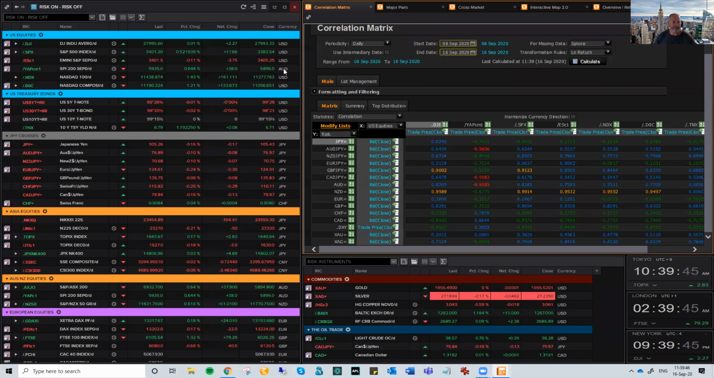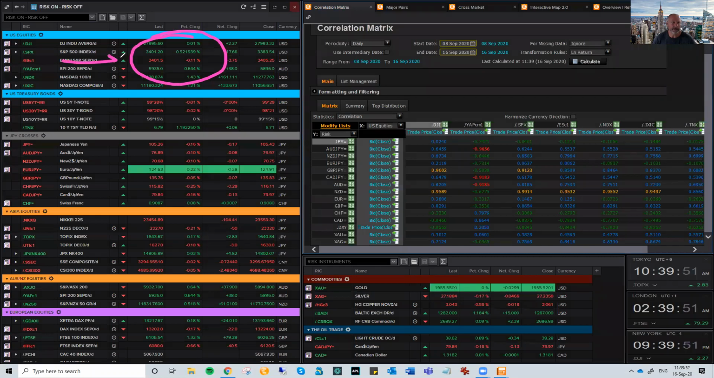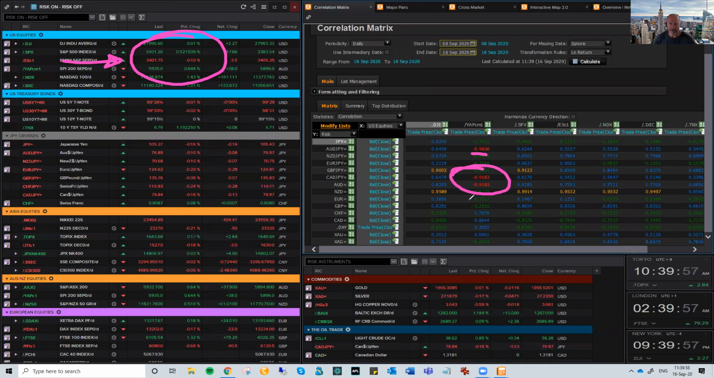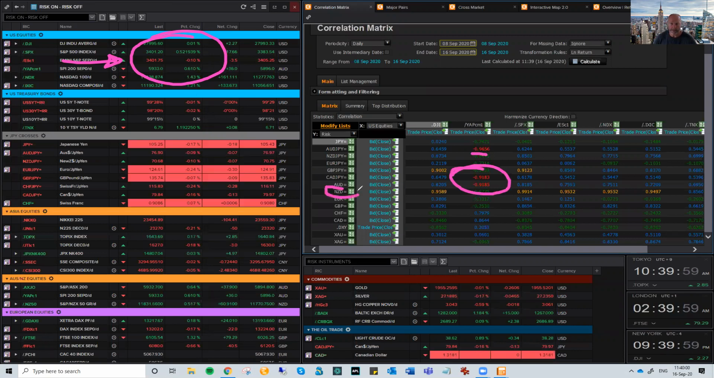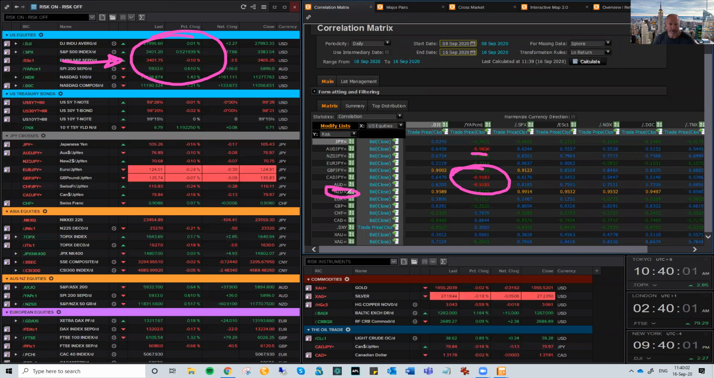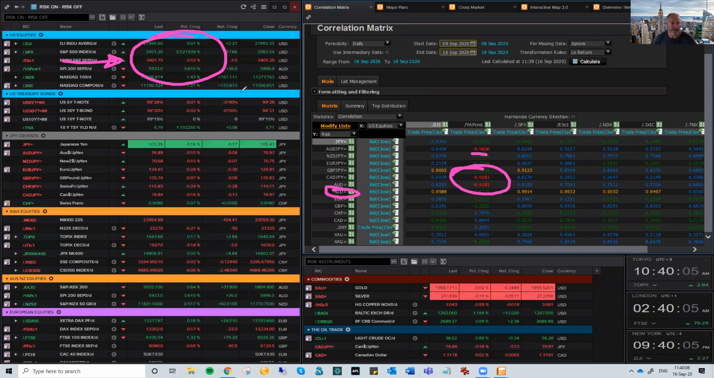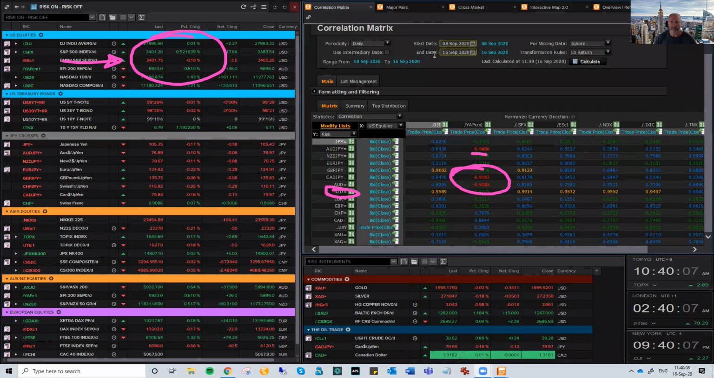Coming out of that North American session, a bit of a slight risk on day. There's a little bit of correlation here too with a couple of these pairs. If you're checking out the correlation matrix, Kiwi seems to be ticking a few boxes at the moment, and obviously a few of the yen crosses, with dollar yen taking a bit of a nosedive. So that's a starting point for us.